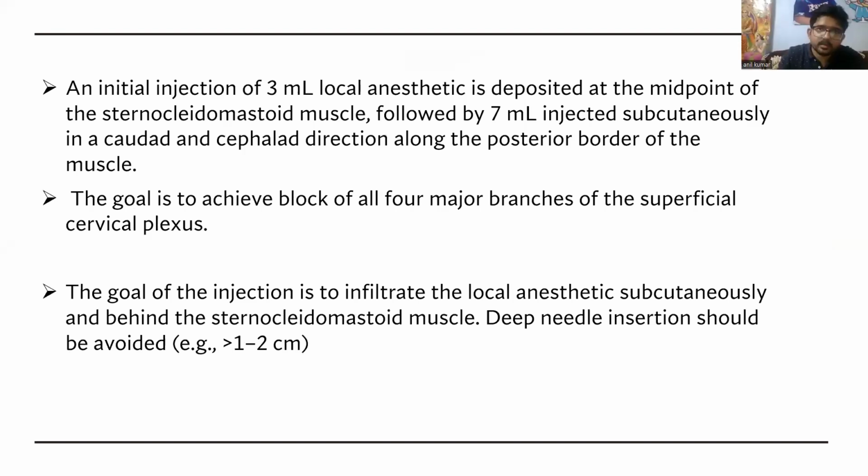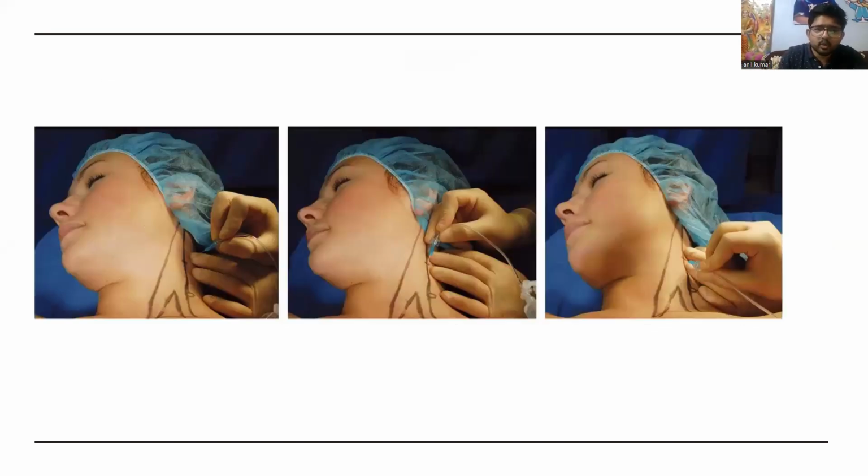You must deposit in a fan-like manner, fanning. The goal is to achieve a block of the 4 major branches of the superficial cervical plexus, and deep needle insertion should be avoided. Mostly the needle should be inserted just 1 centimeter or 1.5 centimeter, must be less than 2 centimeter only. That is mostly subcutaneously.